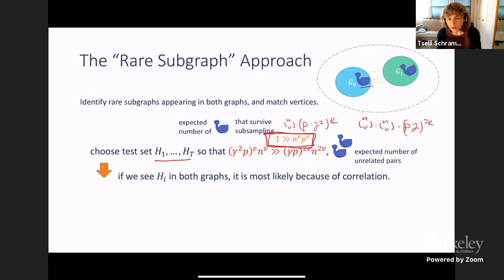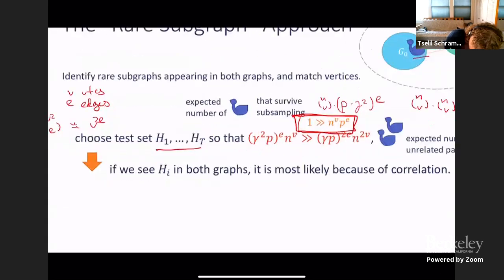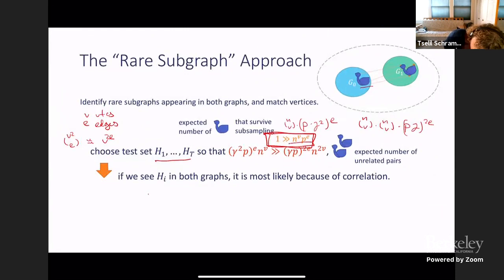We still want it to be the case that at least a polynomial fraction of the vertices appear in such a graph. Otherwise, we won't be able to match more than constantly many vertices. Remember that if there's v vertices and e edges, then optimistically there's going to be v squared choose e such graphs, and this is like v to the e, and we need v to the e times the probability of a single graph appearing, like n to the v p to the e, to be bigger than omega of n if we want every vertex to appear in a copy of a rare subgraph.